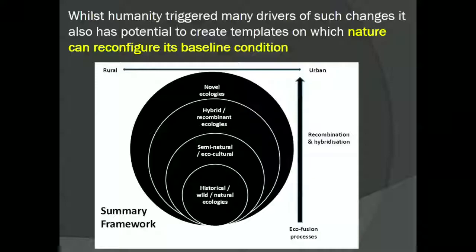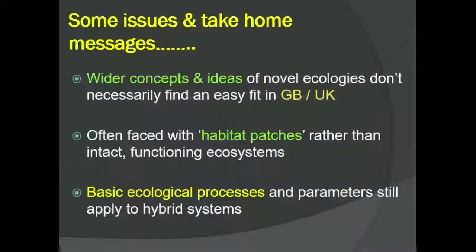So there's a summary framework there which takes you from historical wild natural ecologies through semi-natural eco-cultural to hybrid recombinant ecologies and maybe to novel ecologies. And we see the ecofusion processes, recombination and hybridization. And we can look at this both in urban and rural. There's a lot of attention being placed on urban landscapes, but these things are happening in the rural landscapes as well. Some take-home messages and some key issues.